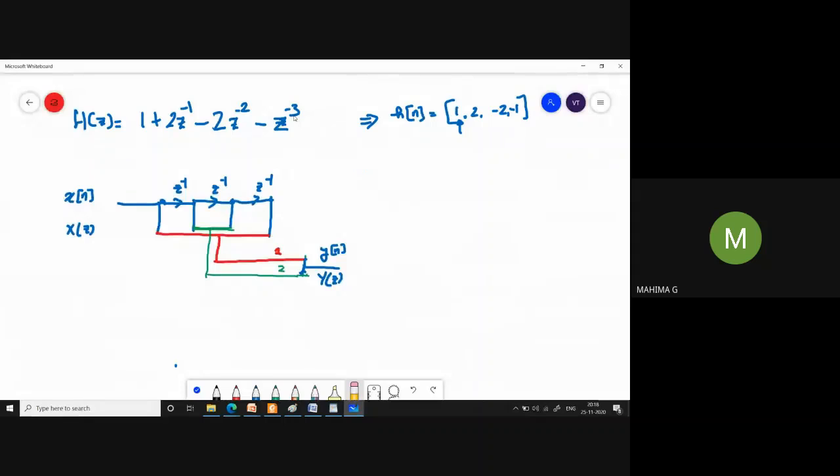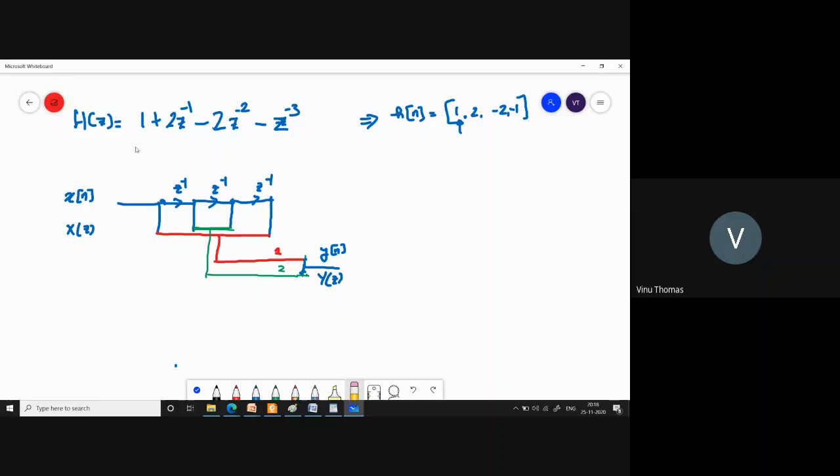It's anti-symmetric, and the length is even, right? So the filter is anti-symmetric and the length is even. Which means you have constant group delay but not constant phase delay.